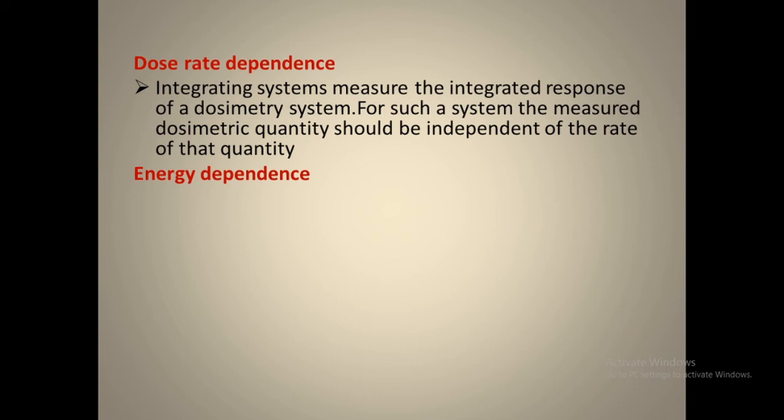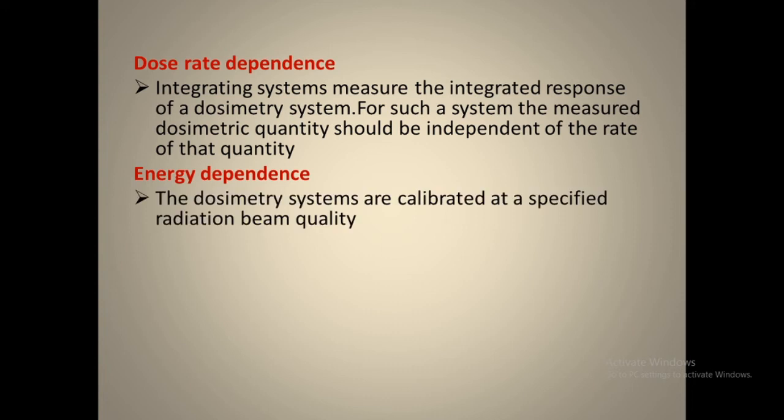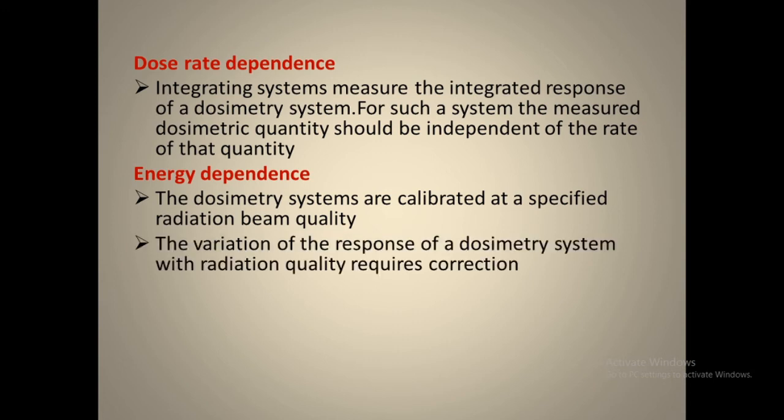Next is about energy dependence. The response of a dosimetry system is generally a function of radiation beam quality, which means energy. Since the dosimetry systems are calibrated at a specific radiation beam quality or qualities and used over a much wider energy range, the variation of the response of a dosimetry system with radiation quality, which is otherwise called energy dependence, requires correction.